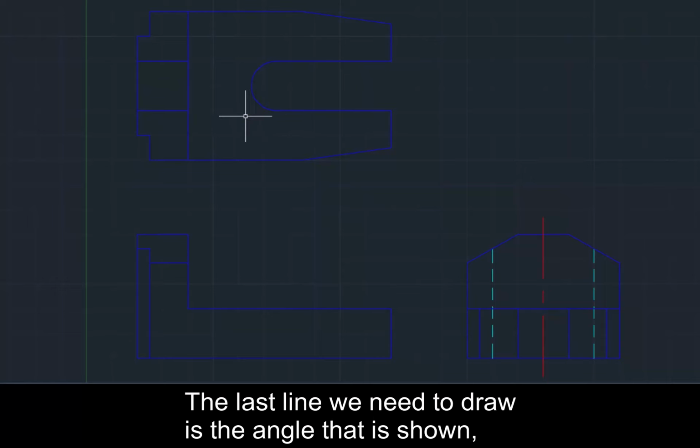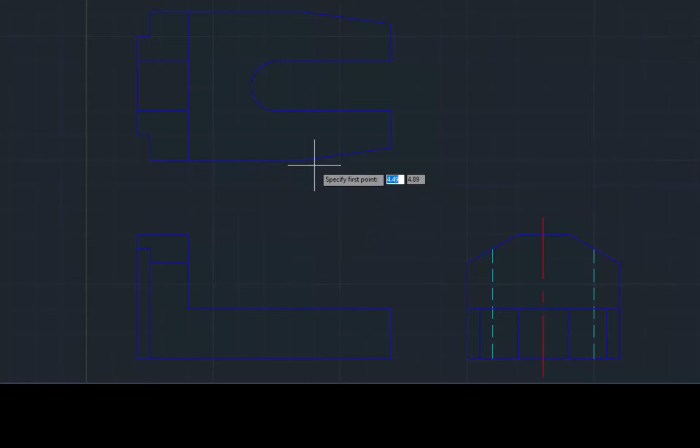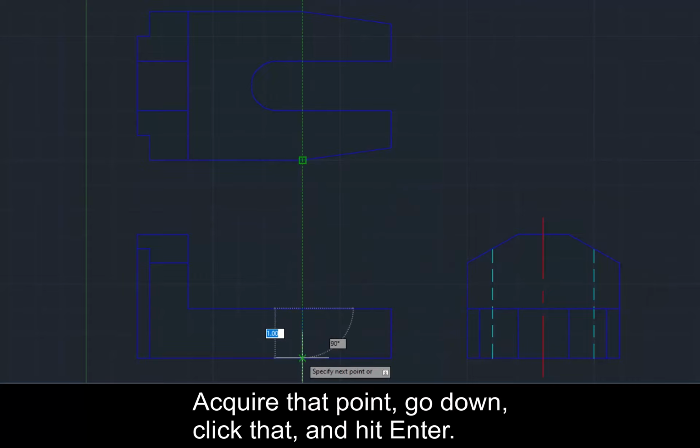The last line we need to draw is the angle that is shown. So go to the line, acquire that point right there, acquire that point, go down, click that, and hit enter.